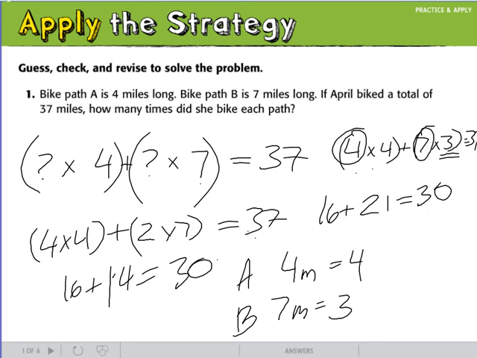4 times nothing equals 30. That's why you have to solve it like this, because you can't just say, okay, 7. They gave you a number that you can't make with a single. Okay. All right. Get started.